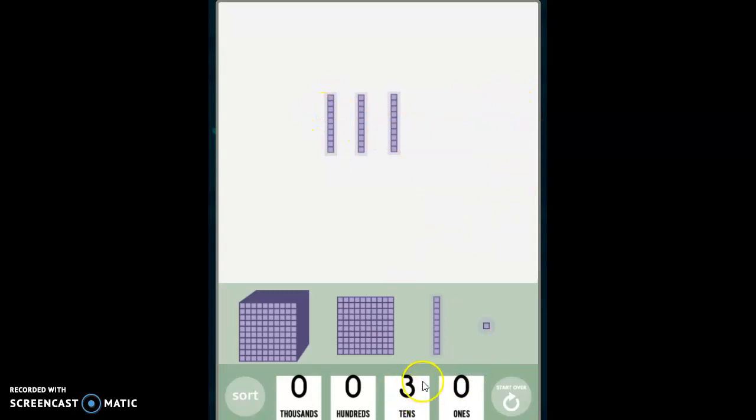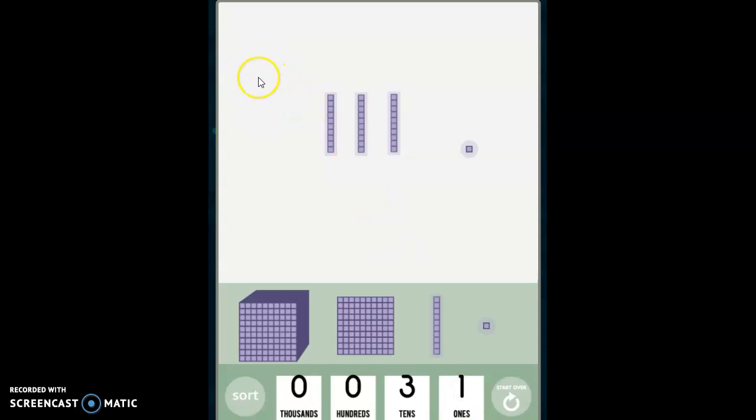Well, what if I wanted to get 31? Well, I would just take 1 and add it. So now I have 3 sets of 10 and 1 extra. 31, represented by the 3 in the tens column and a 1 in the ones column.